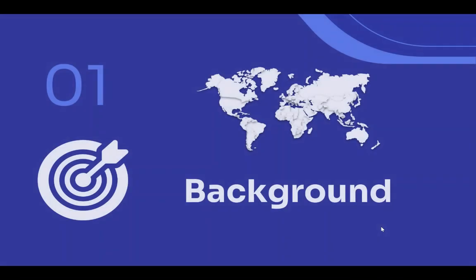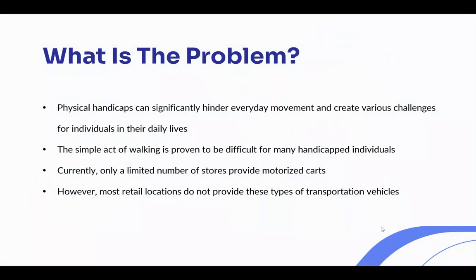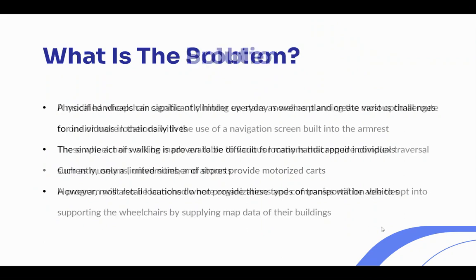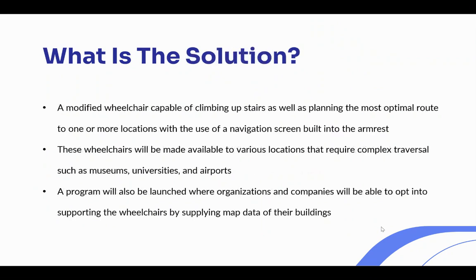So, an issue or group identified is how difficult everyday navigation can be for those with physical handicaps. According to the CDC, over 12% of adult disabilities involve mobility. With buildings growing larger and interior navigation becoming more complex in everyday locations, we chose to address this issue by simplifying the entire process. Our solution is a wheelchair capable of smoothly climbing stairs while displaying the optimized travel routes. The vision is to have these devices readily available at all locations that require complex travel.